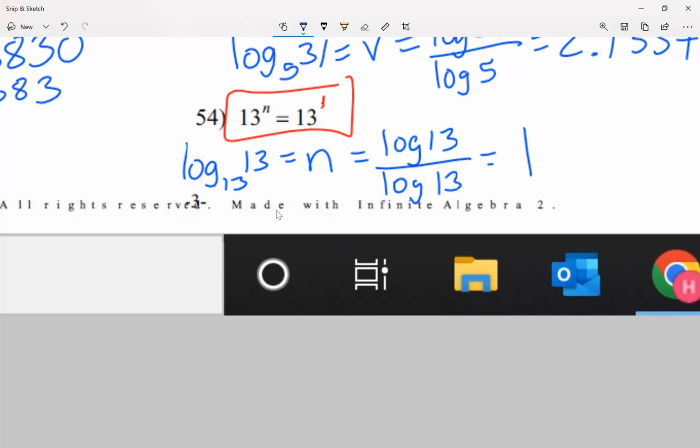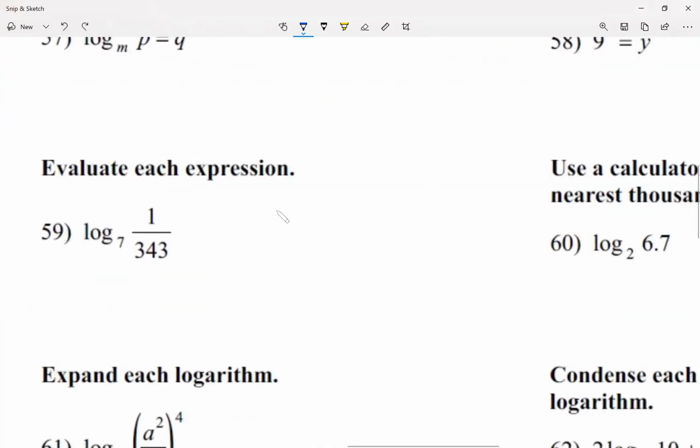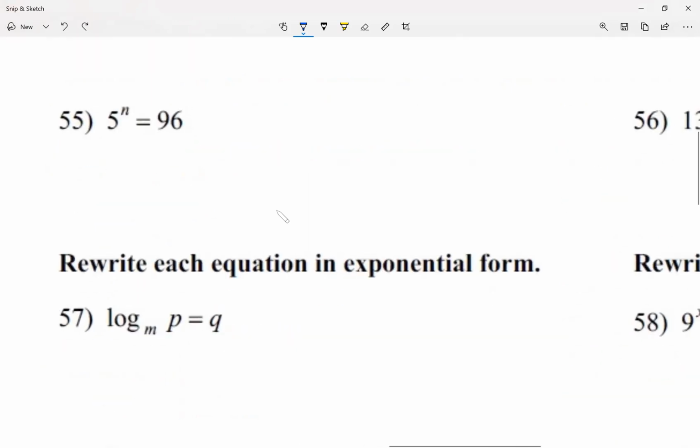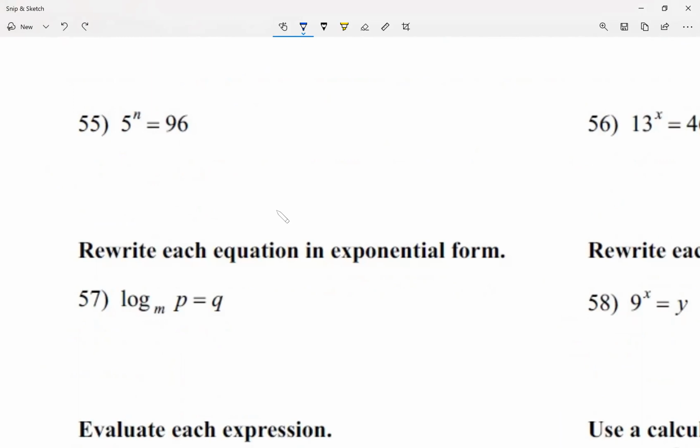I said I was working up until number 56. So let me flip my page. So in this case, I come here to number 55. I expect n to be between 2 and 3, because 5 to the second is 25. 5 to the third is 125. So 5 to the n equals 96. I expect n to be between 2 and 3, so 2 point something. I always say what I expect, because that way I'm double checking when I type everything in. If I get an answer that I was expecting, then I'm going to say, yeah, it makes sense.